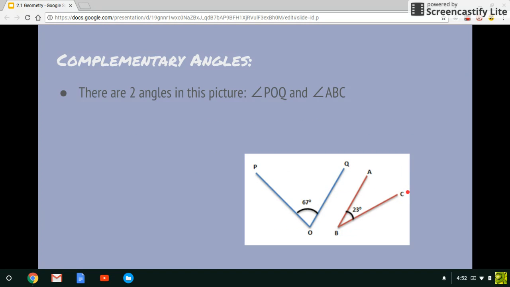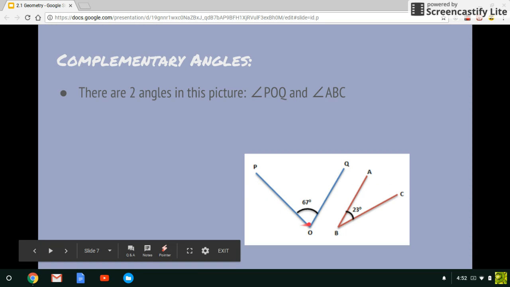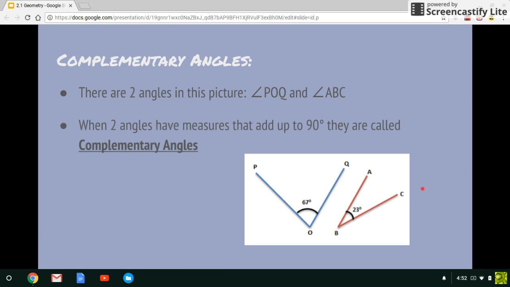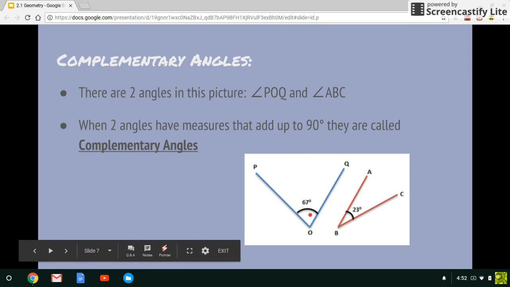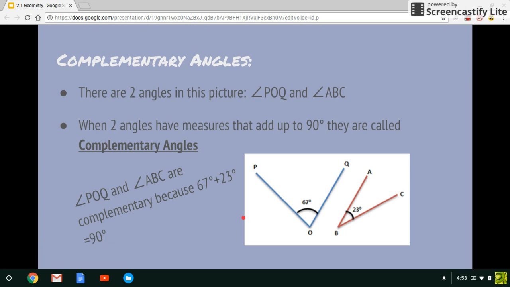We can also talk about angles being complementary. In this picture, we have angle POQ and angle ABC. When two angles have measures that add up to 90 degrees, they are called complementary angles. So we have POQ with a measure of 67 degrees, and we have ABC with a measure of 23 degrees, and those two add up to 90 degrees. That means that angle POQ and angle ABC are complementary.